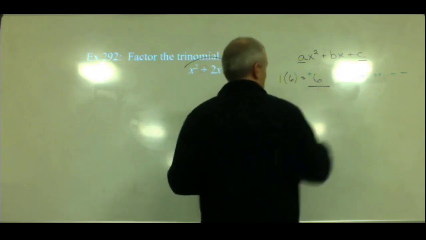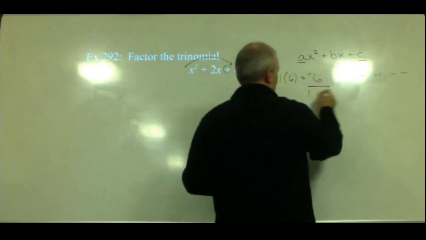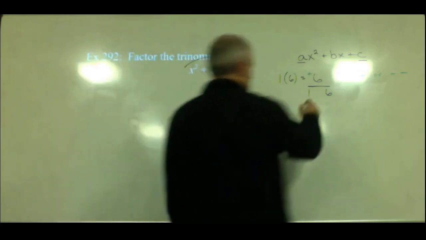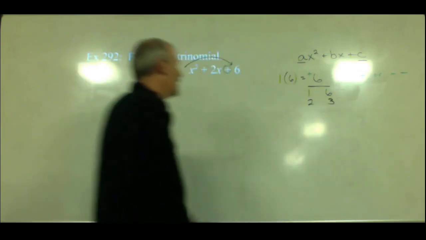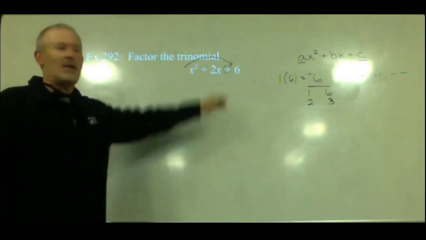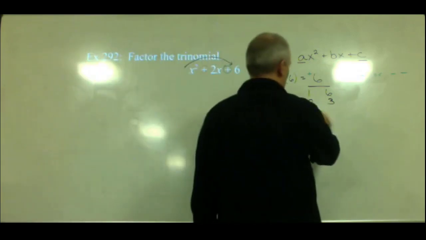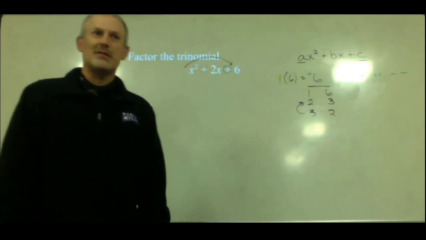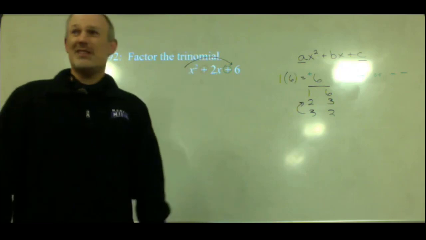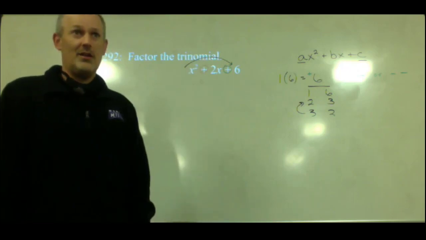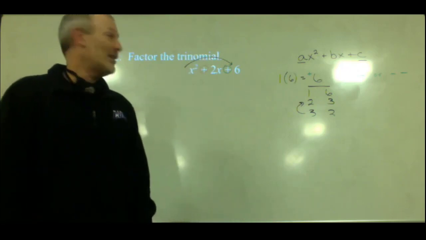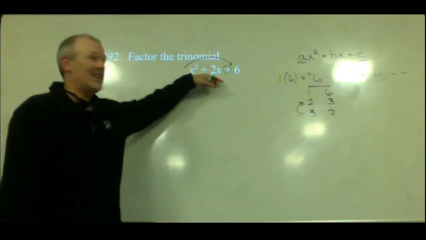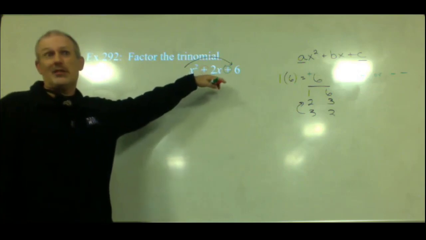All right, factors of 6. 1 and 6. Does that add up to be 2? No. 2 times 3. Does that add up to be 2? No. And the next one would be 3 and 2, but we've already got that, right? So here's what that means. If you write down all the possibilities and you've already examined all of them and none of them work, that means this thing right here cannot be factored.